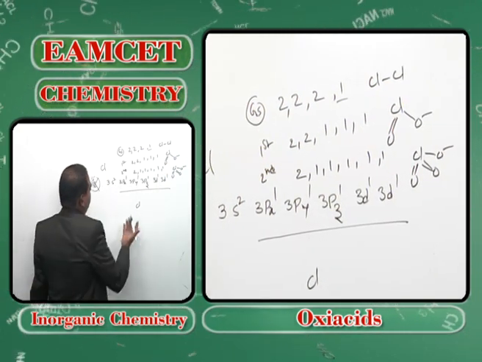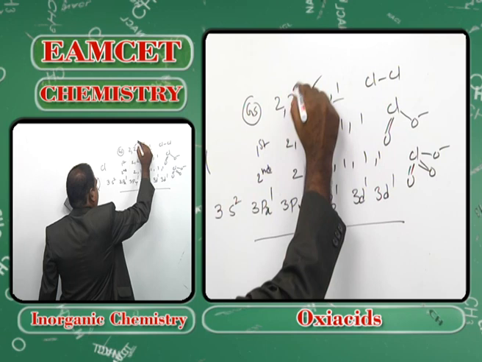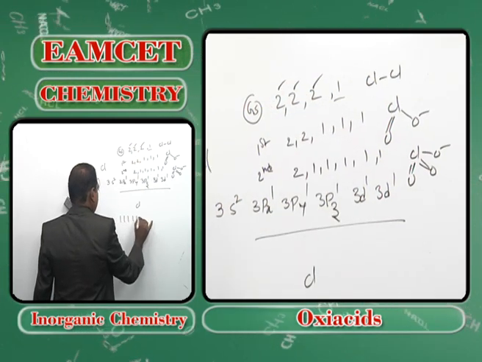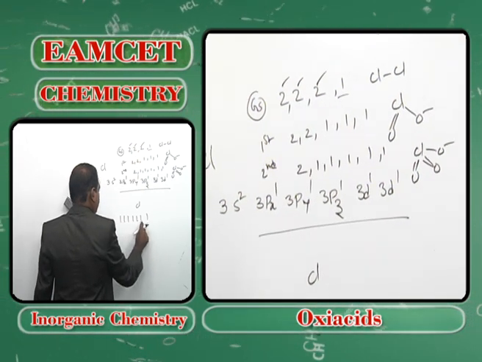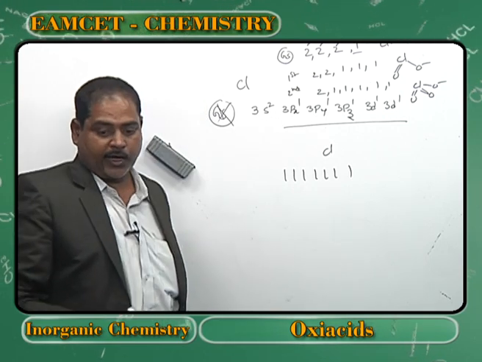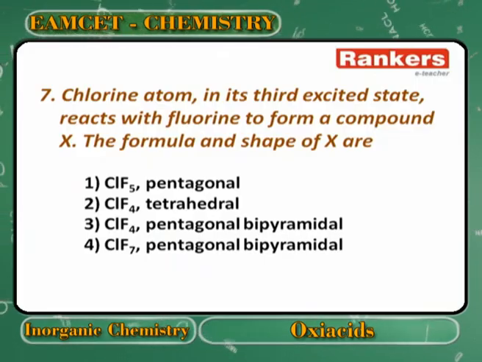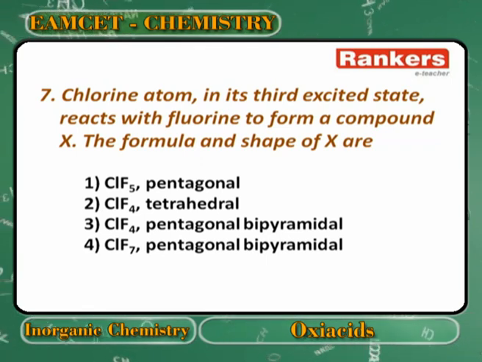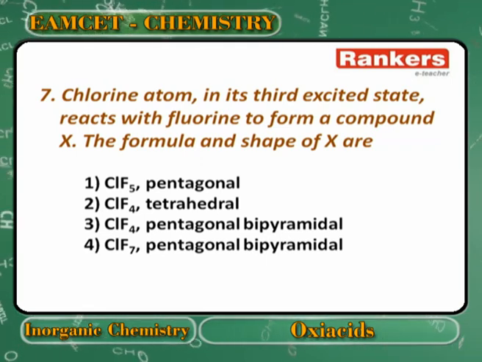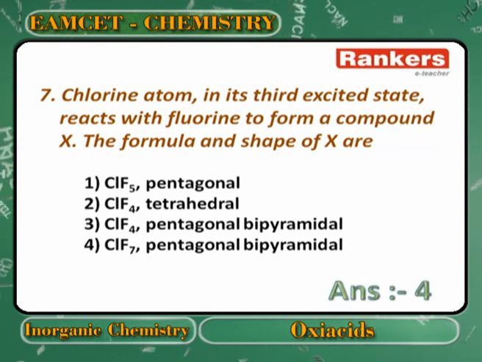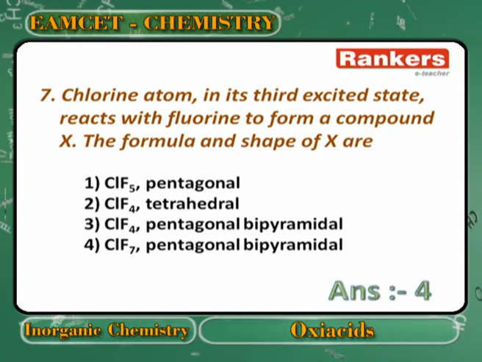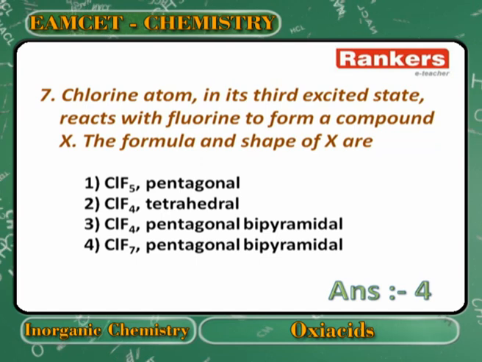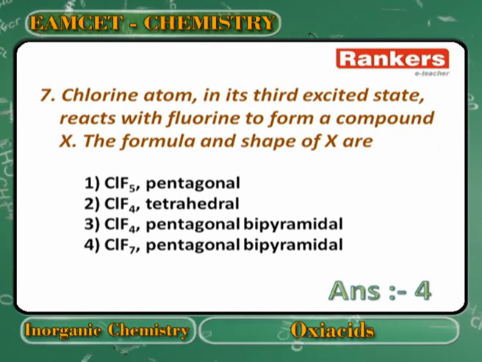Third excited means everything. First, second, third. 1, 1, 1, 1, 1, 1, 1, 2, 3, 4, 5, 6, 7 unpaired electrons. Chlorine can form 7 bonds. Which is the molecule in which chlorine is forming 7 bonds? ClF5 is pentagonal, that is only 5 bonds. So you have only ClF7. Matter of factly, chlorine doesn't form ClF7, but that is none of our business.